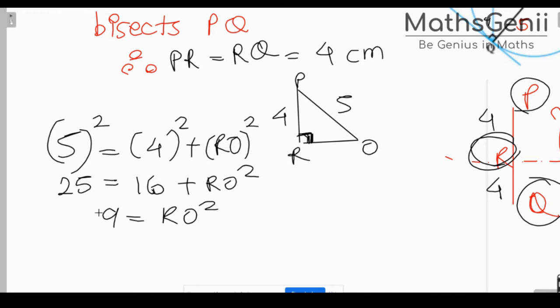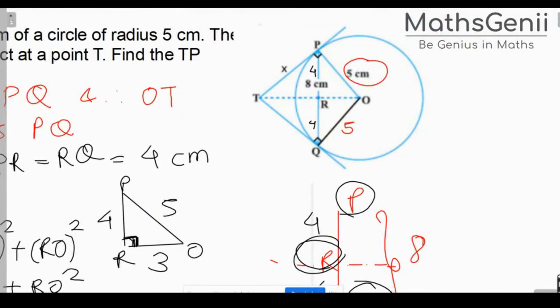RO square, this square goes that side, root 9. Therefore, RO is 3. Now let me put that in the main diagram. This is 3. Okay, now I have this as 3, I have this as 4, this as 5, this as x. So this side is remaining. Let us consider this side as y.